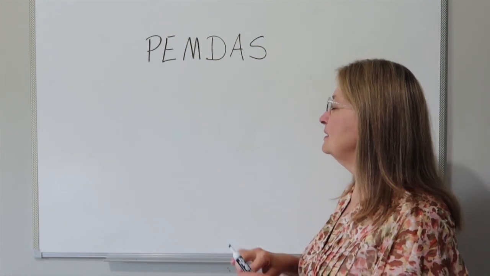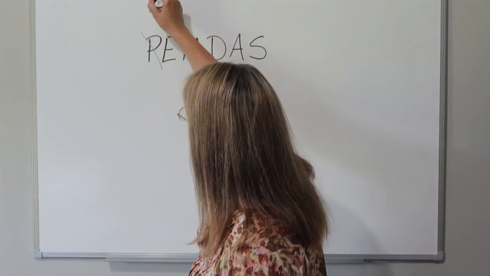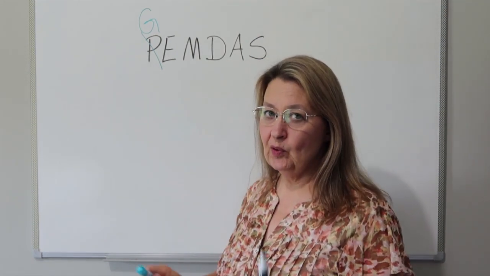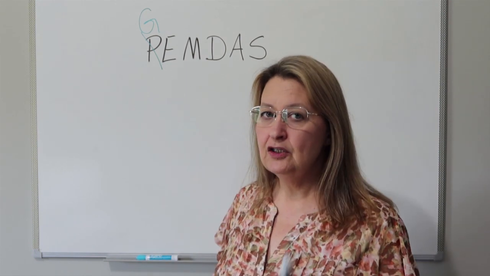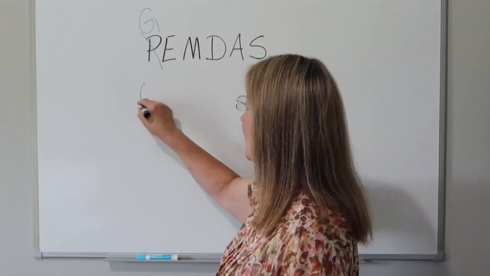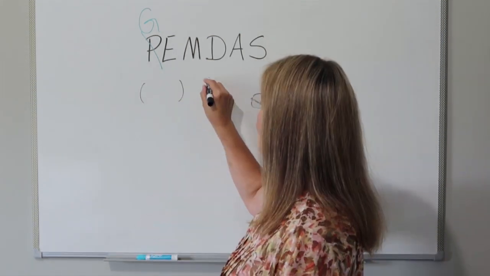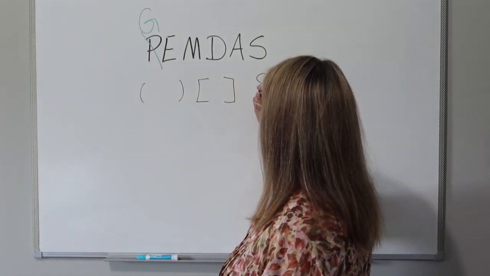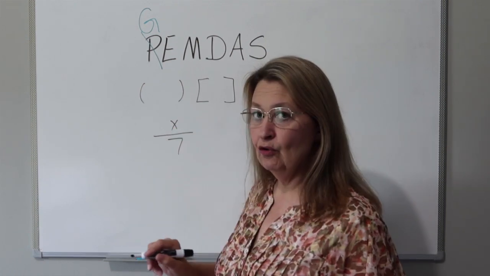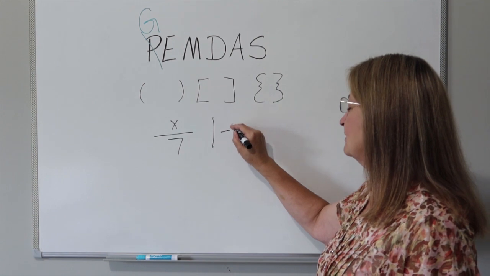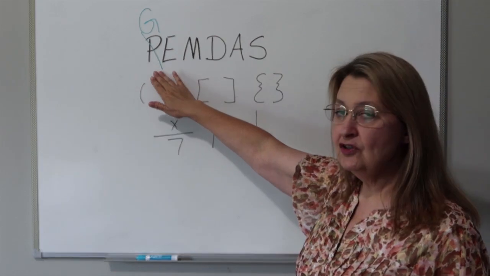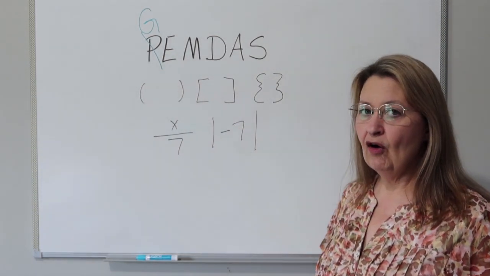And I say, instead of P, we should call this GEMDAS with a G. Because the P stands for parentheses, but what you actually mean is grouping symbols. And there are more grouping symbols than just parentheses. You can have parentheses, that's the most common, but we have brackets and we have the braces. Your fraction bar can also be a grouping symbol as well as absolute value. So there's more grouping symbols than just parentheses. But whatever they are, you do them first.